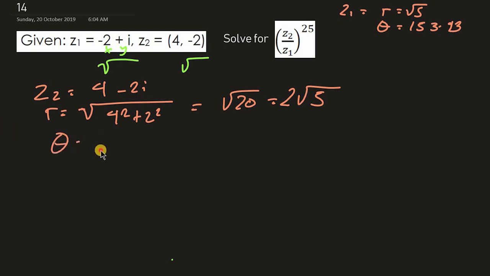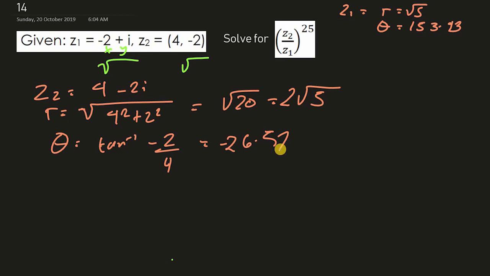Next is to solve for the theta. That would be arctan. Y natin is negative 2 over x, which is 4. That's y over x. That would be equal to, same here, negative 26.57. Diba? Shift tan negative 2 over 4.